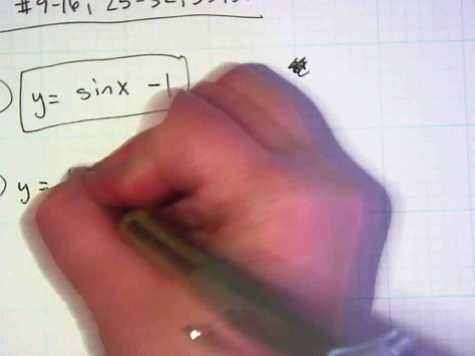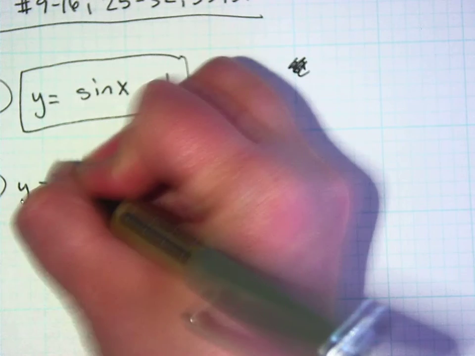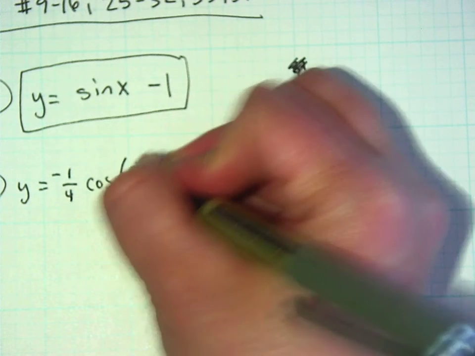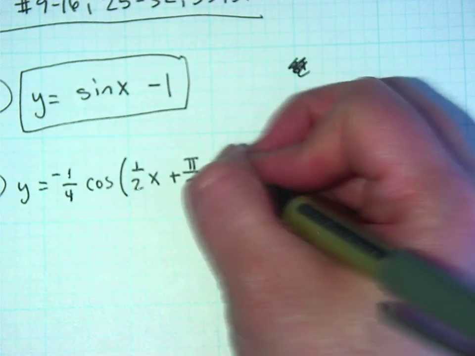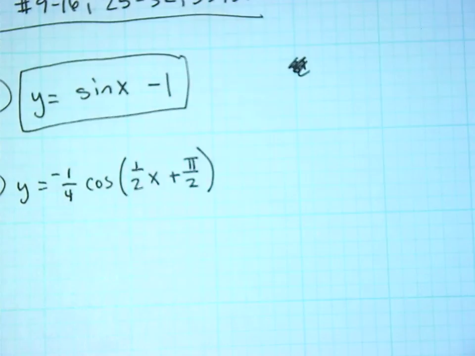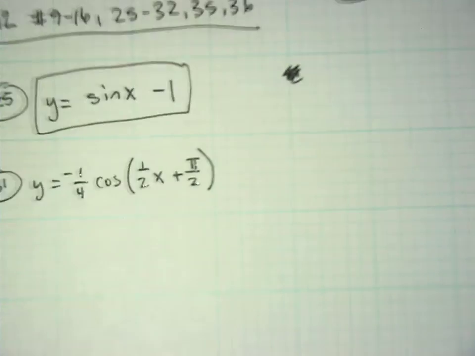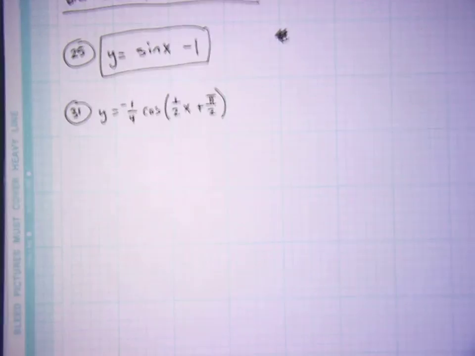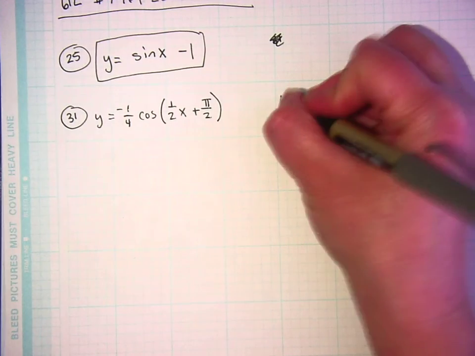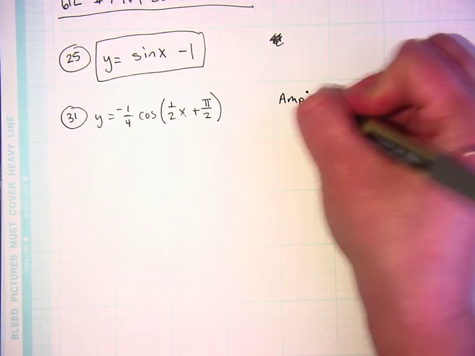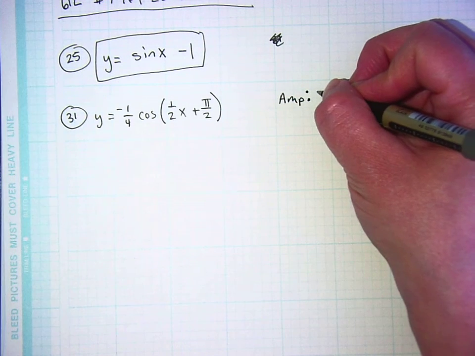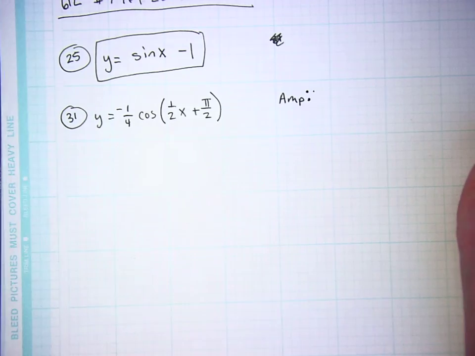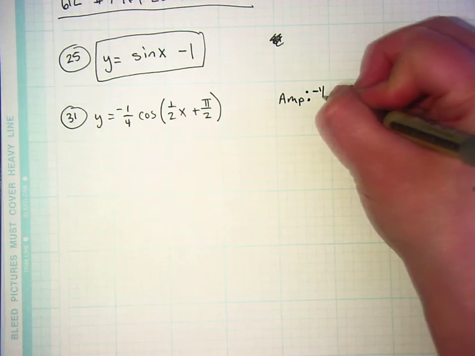y equals -1/4 cosine of (1/2 x plus pi over 2). All right, remember the hard part about this is usually the tallies. So we'll get it, and we'll get it right. We're going to start with amplitude. What is the amplitude, guys? Amplitude is going to be 1. No, or wait, amplitude is -1/4.